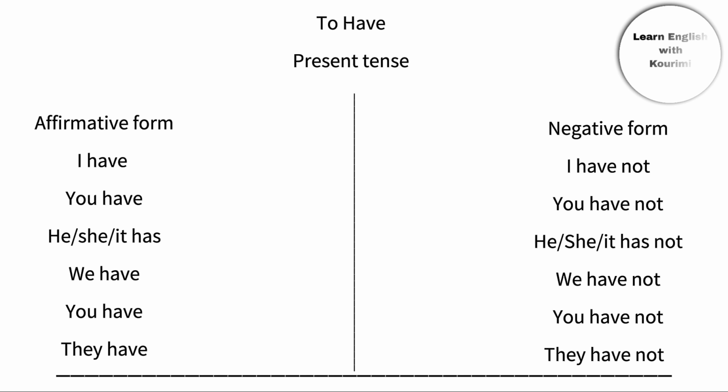To have. Present tense. Affirmative form. I have. You have. He, she, it has. We have. You have. They have. Negative form. I have not. You have not. He, she, it has not. We have not. You have not.